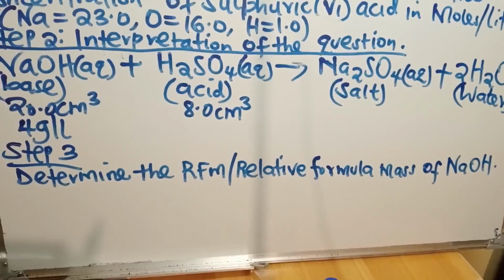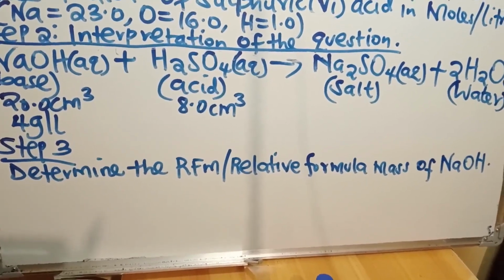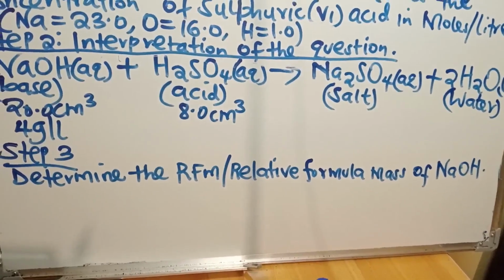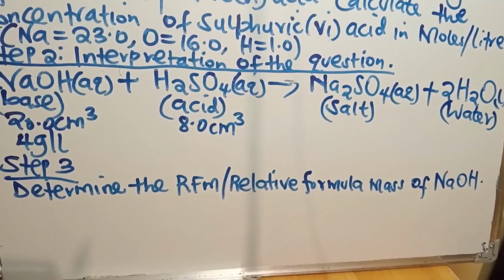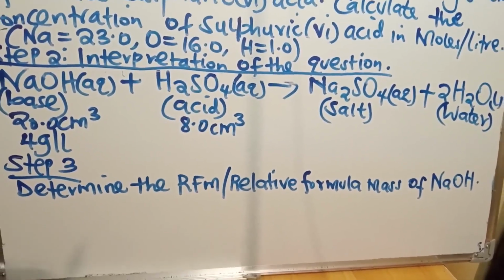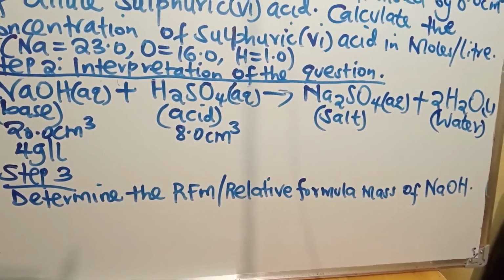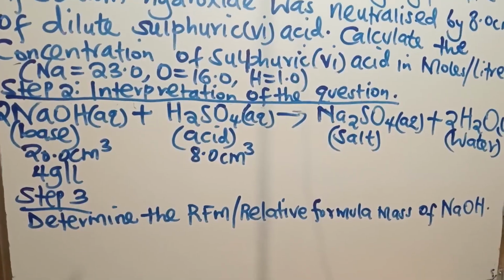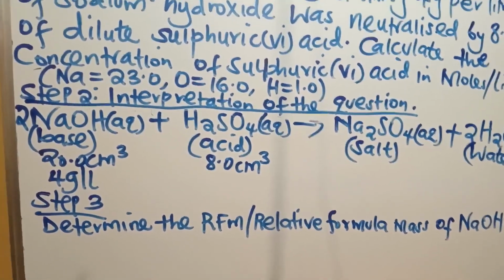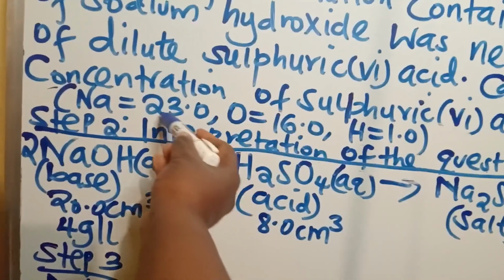To determine the RFM, the relative formula mass, we take the elements that make sodium hydroxide in its formula, and in each of them we get the RAM, the relative atomic mass, and those have been given in brackets here.